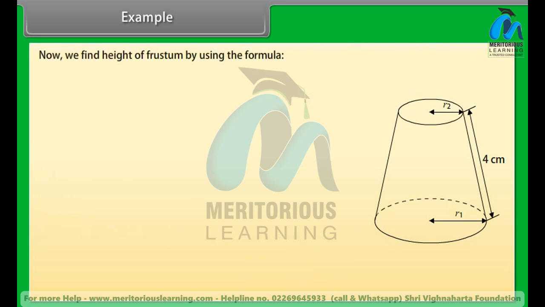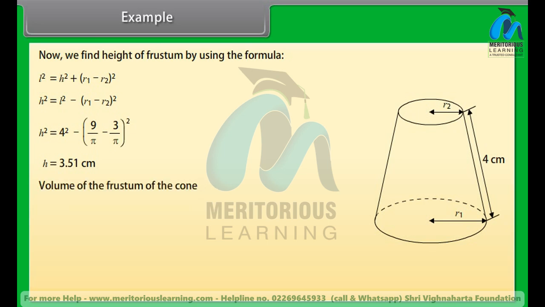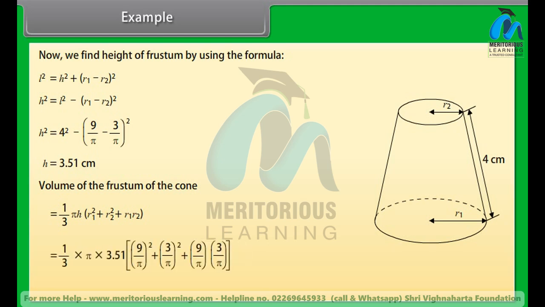Now we find height of frustum by using the formula. L square is equal to h square plus R1 minus R2 square. H square equals L square minus R1 minus R2 square. By substituting the values we get h equals 3.51 centimeter. Volume of the frustum of the cone is, by substituting the values we get, volume of the frustum of the cone is equal to 43.50 centimeter cube.